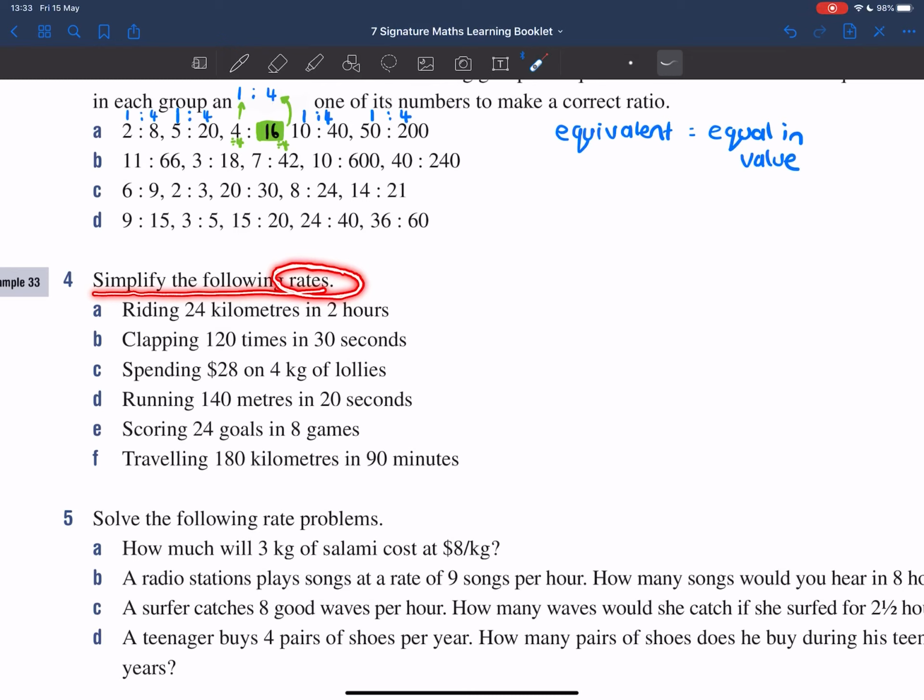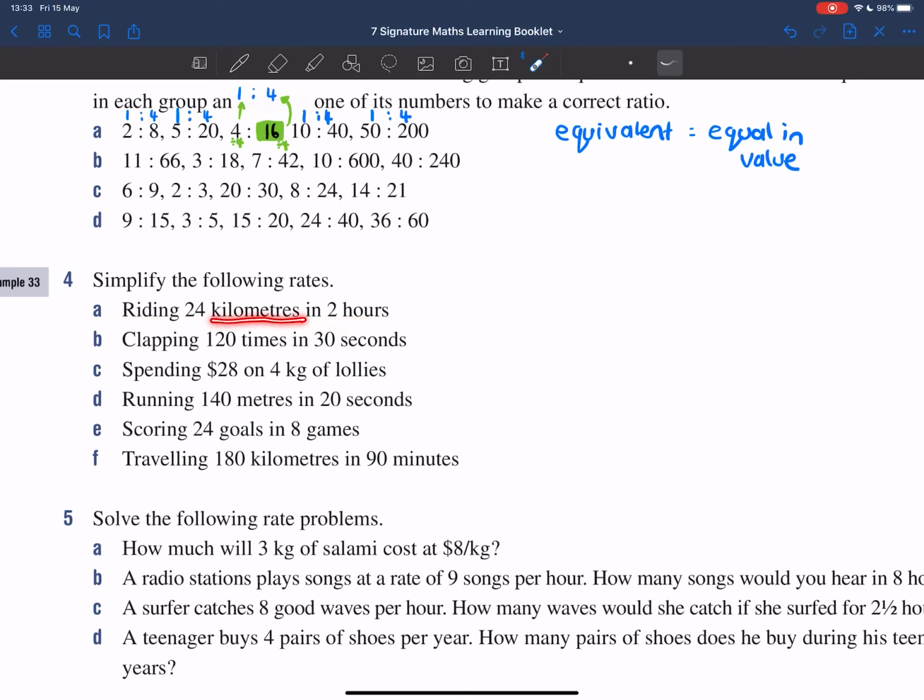You might find that a useful one to know, kilometers per hour, right? When you're in the car, when you get your driver's license, you're going to have to know how to drive at a particular speed. And in Australia, commonly on the roads, we use kilometers per hour, right? And so have a look at the first question, simplifying riding 24 kilometers in 2 hours.